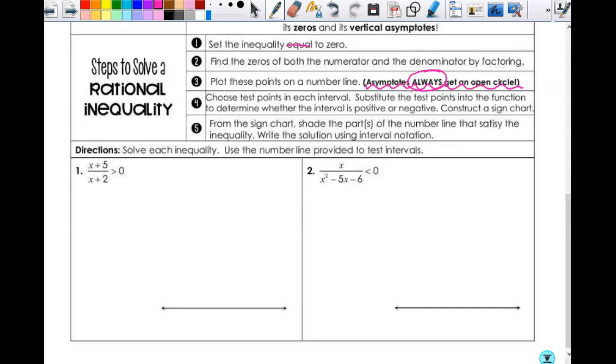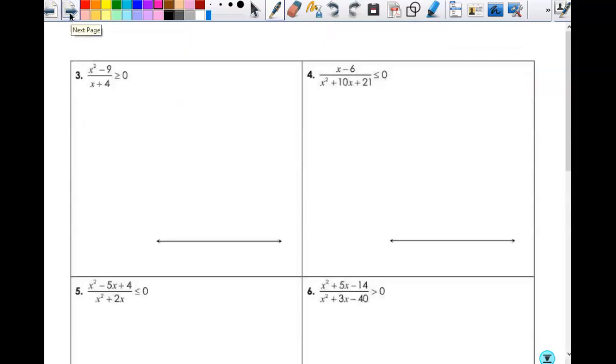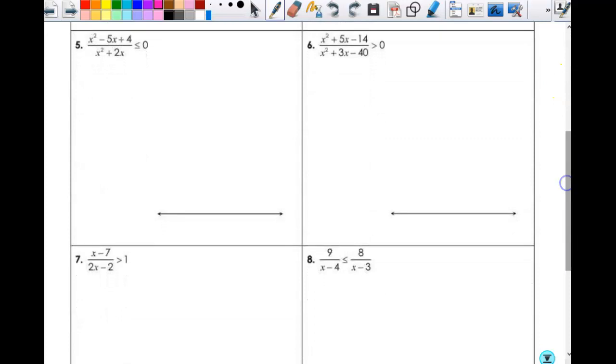So let's flip over on the back and we're going to start with number 5. Okay. So the first thing I need to do is factor, and I have to factor the numerator and I have to factor the denominator. So the numerator is going to factor into x minus 1 and x minus 4. And the denominator is x times x plus 2.